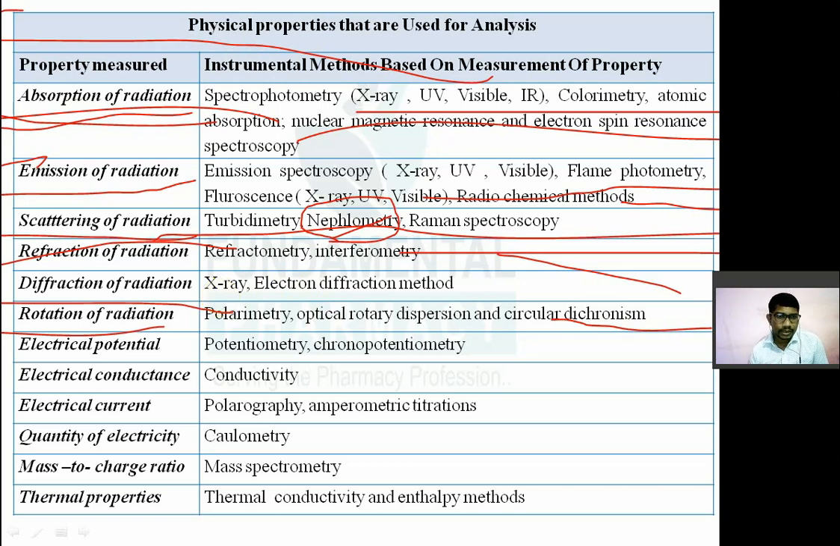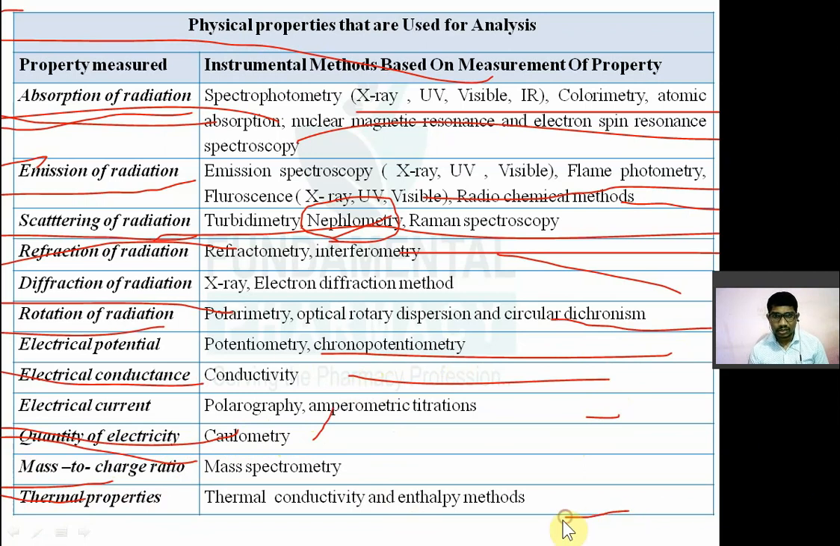Now electrical potential is measured in potentiometry or chronopotentiometry. Electrical resistance is measured in conductometry. Conductometry में क्या है? Electrical conductance measure करेंगे. इलेक्ट्रिकल करंट का आप मेजर करेंगे पोलरोग्राफी, एम्पिरोमेट्रिक टाइट्रेशंस. Quantity of electricity is measured in coulometry and mass to charge ratio is measured in mass spectroscopy. Thermal properties of a compound are measured in thermal conductivity analysis or enthalpy methods.